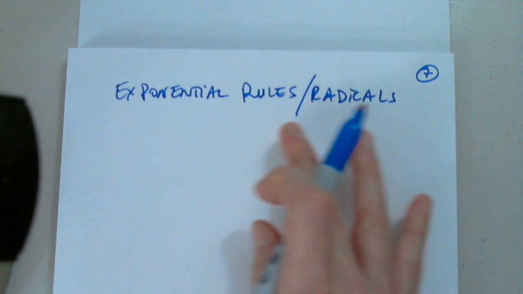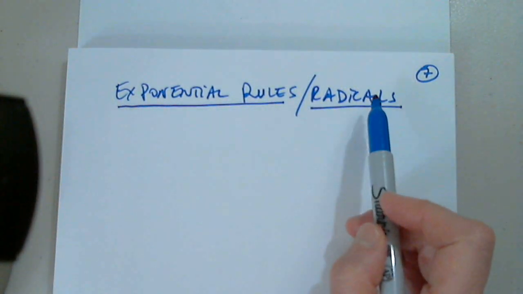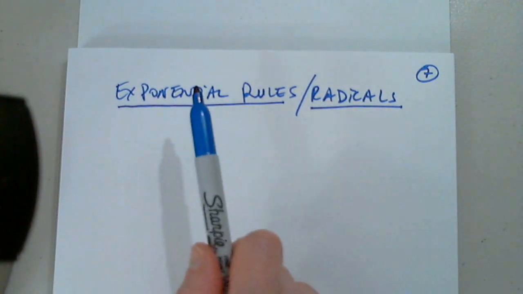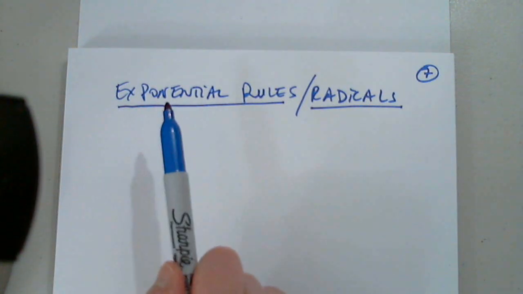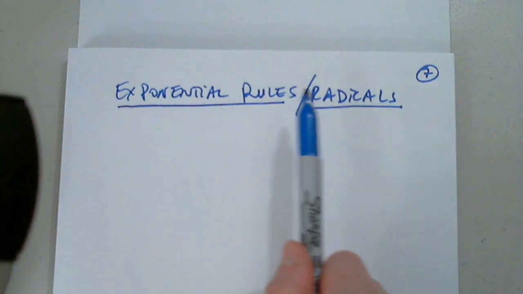So what's the connection between these two? Are we talking about exponential rules or are we talking about radicals? Both. Because a radical is also an exponential rule. A radical can be written as an exponential expression, and depending on the exponent, I can write a radical. So there is a big connection here.